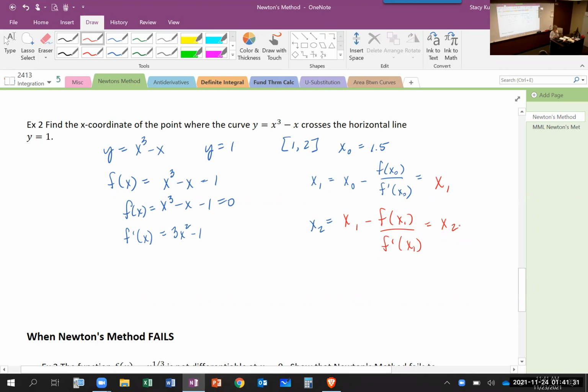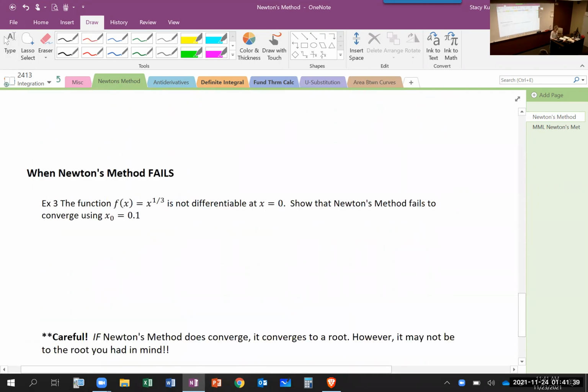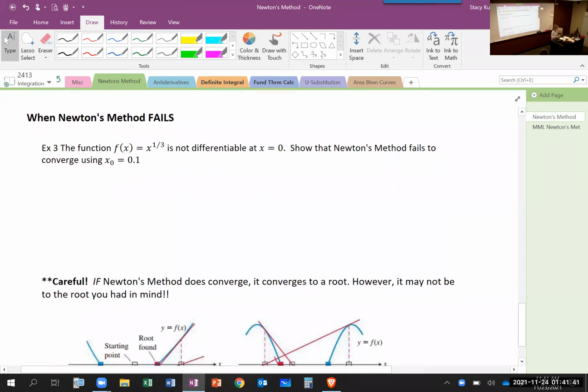So it's generally a fairly quick process, which is why your computers and your calculators do it. It does fail, however. Let's look at this one right here. It says the function f of x is equal to x to the 1/3. It's not differentiable at 0. We want to be able to show that Newton's method fails to converge using an initial guess of 0.1.